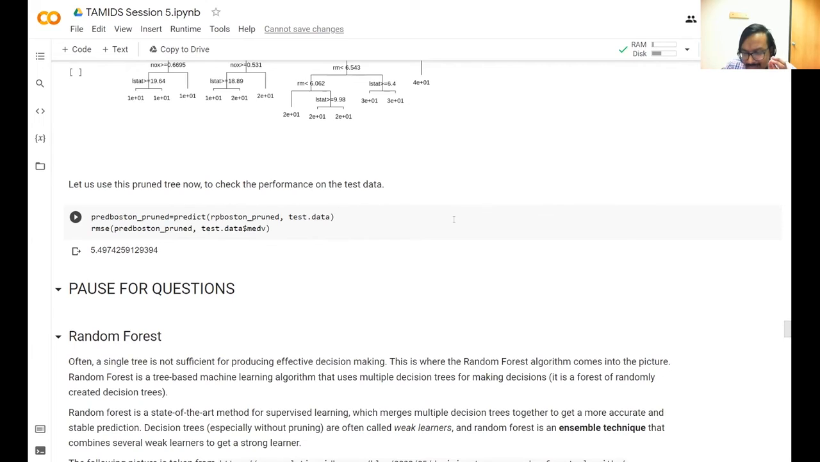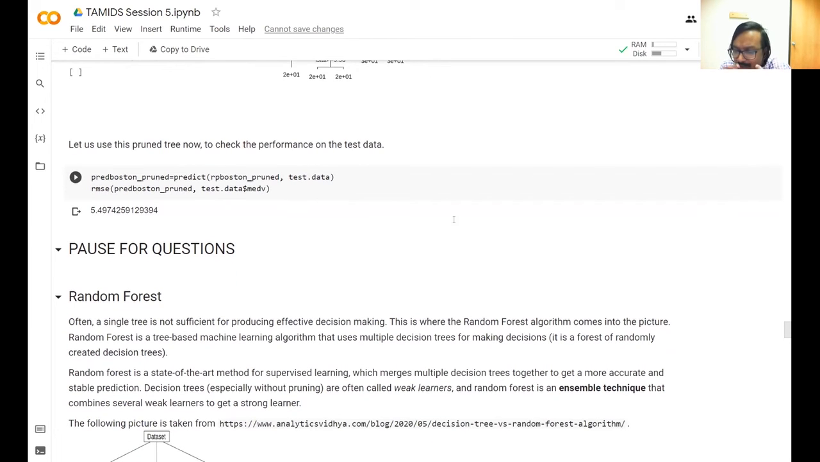However, these decision trees are often called weak learners, especially if you do not prune them, because they are very susceptible to overfitting. So the idea here is, instead of depending on one tree to give me a prediction, why don't I have several trees and then take an average decision?